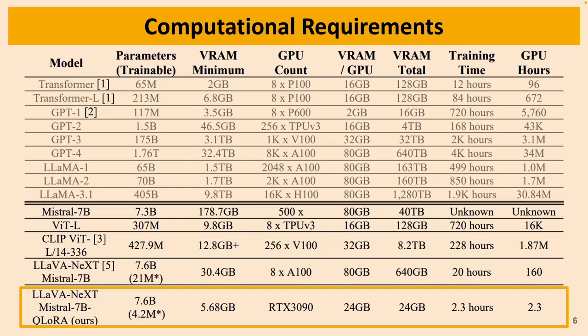So we have 4.2 million parameters out of 7.6 billion. And we can do that on one GPU, a consumer GPU, in only 20 gigabytes of VRAM. And so we think that that's a very novel result in only 2 hours of training.